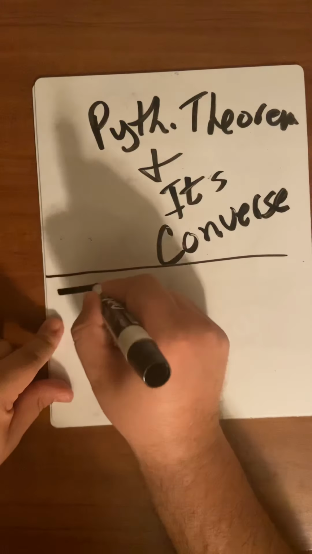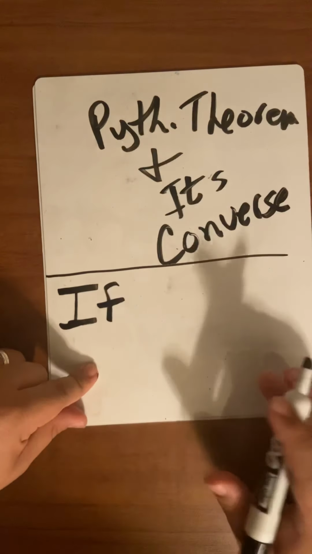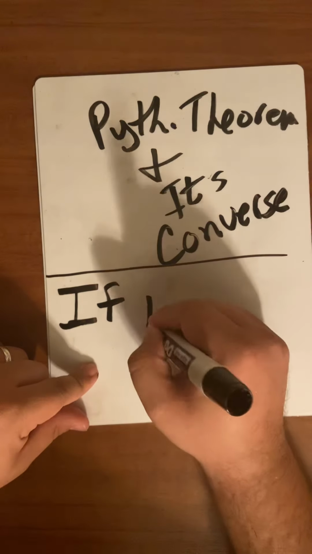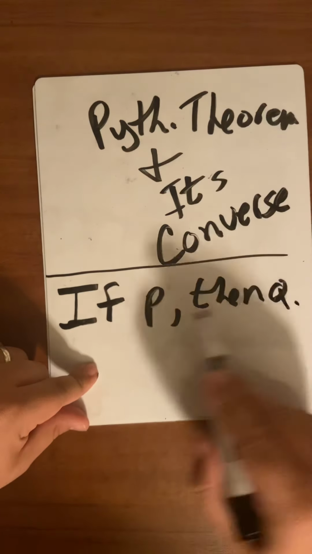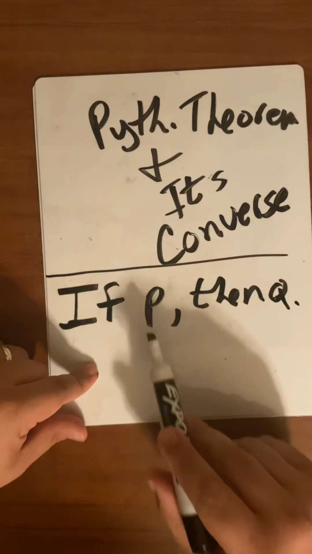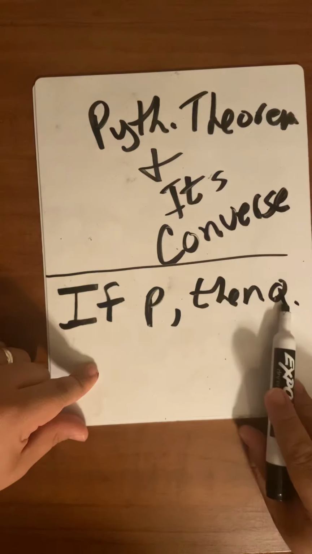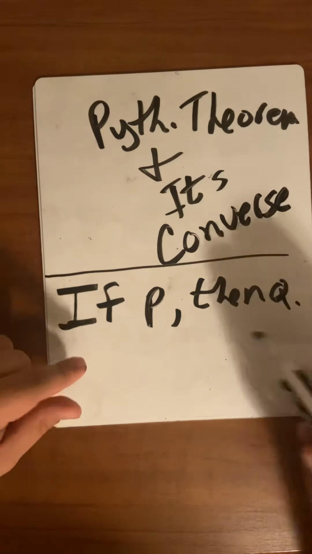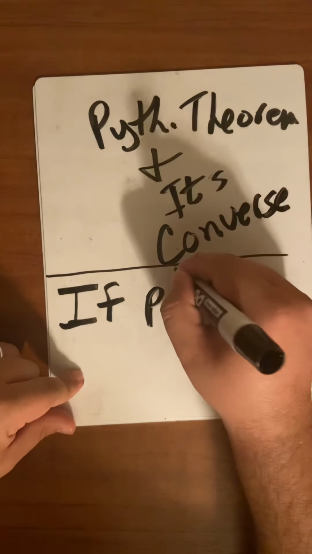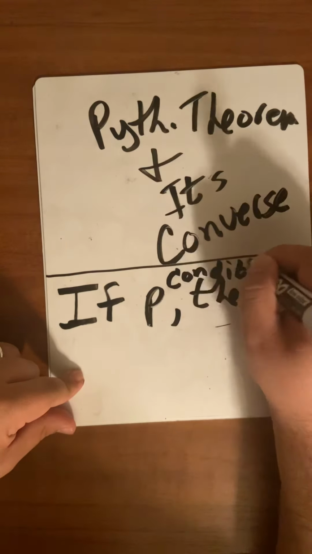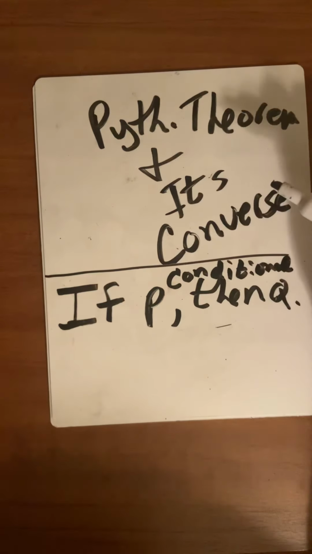Okay, conditional statements basically in a nutshell were if-then statements, right? So if we said if P, then Q, meaning these two things were something totally different. Like if I go fishing, then I will catch fish. Okay, so this right here would be a conditional statement. I'm just going to put conditional right here. Right now our conditional is our Pythagorean theorem.